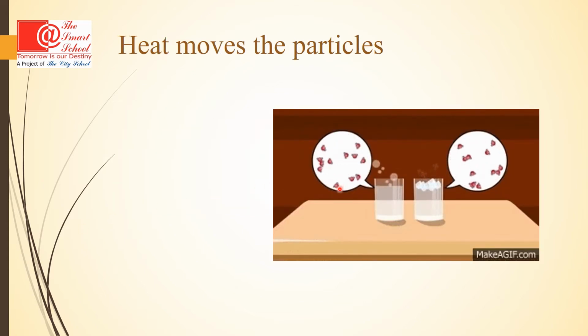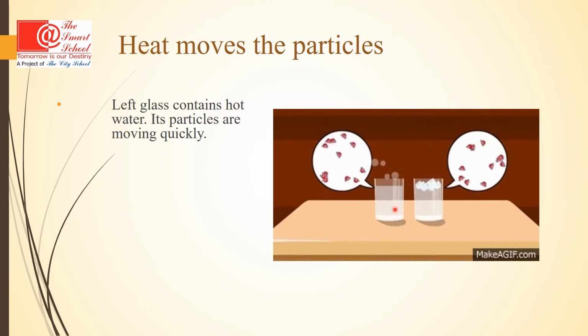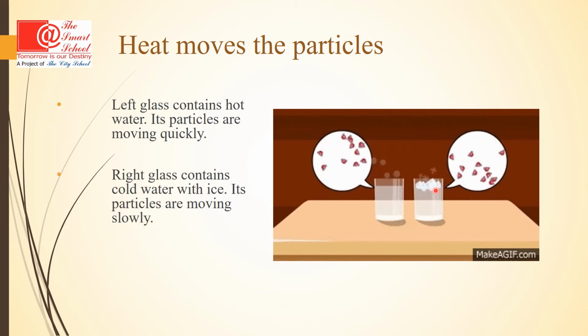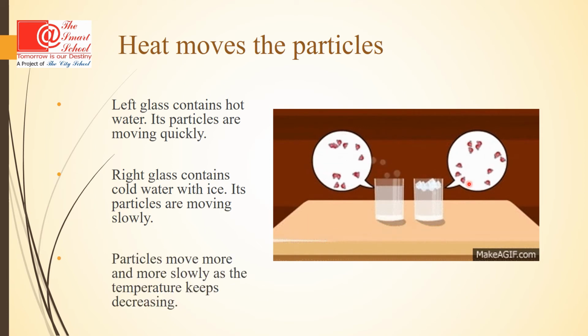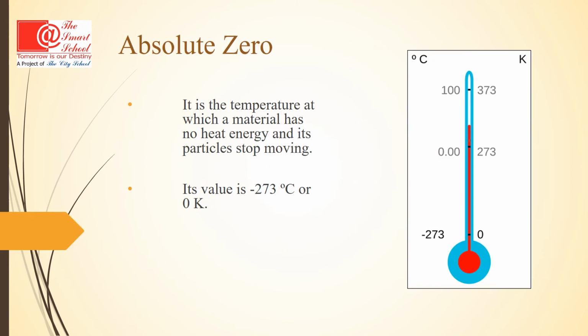Heat moves the particles. You can see the left glass contains hot water and the particles in this glass are moving quickly. On the right side, the glass has ice cubes. It is colder in temperature, so its particles are moving slowly. Particles will move more and more slowly if we keep on decreasing the temperature of the water glass. The decrease in temperature of a body also causes a decrease in its heat energy.